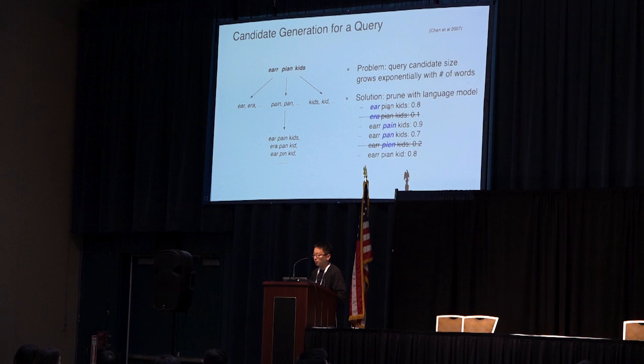So for each time, only one erroneous word is replaced by the candidate, and then apply the language model. Therefore, a lot of the wrong candidates can be removed.